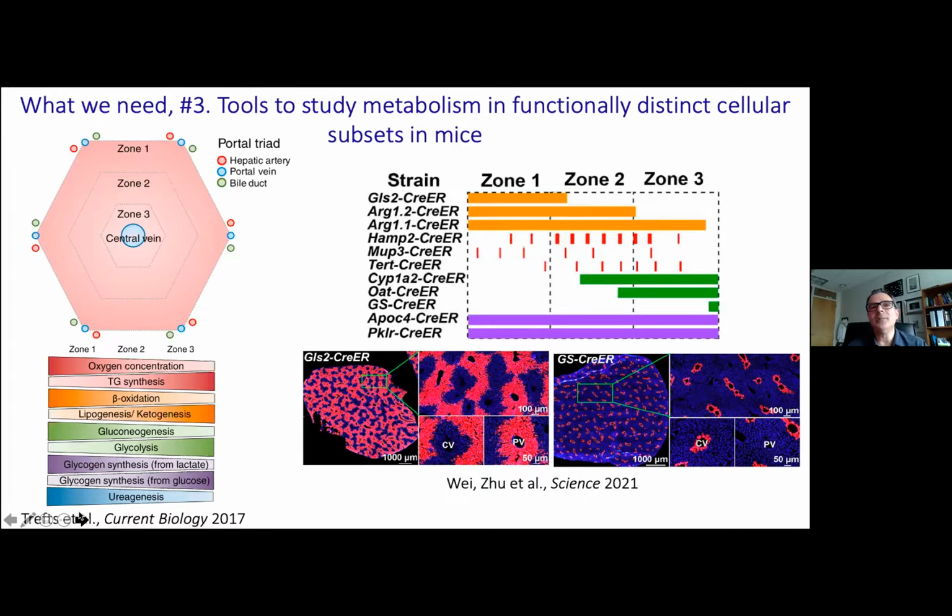So we need more models like that, not just for hepatocytes, but for functionally distinct subsets in other tissues as well, the brain, the bone marrow, maybe even different fat depots, et cetera, all of which can be affected by different inborn errors.